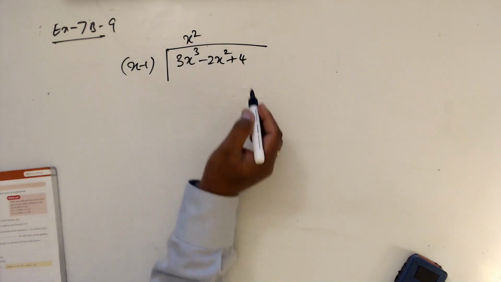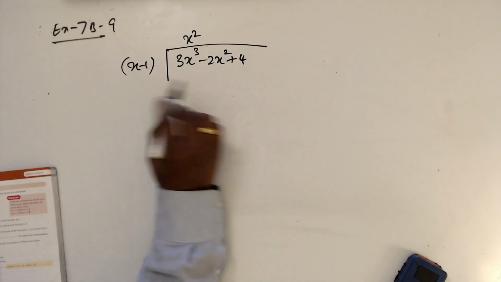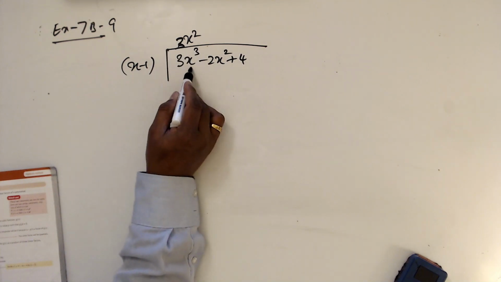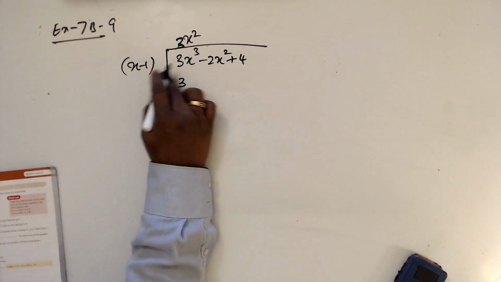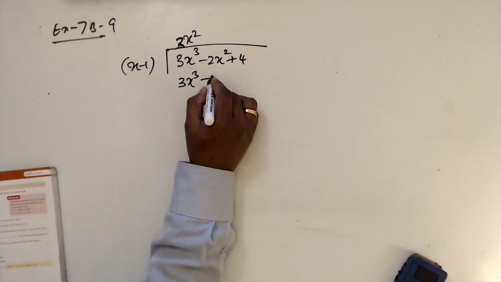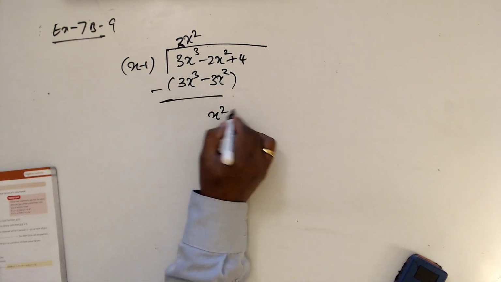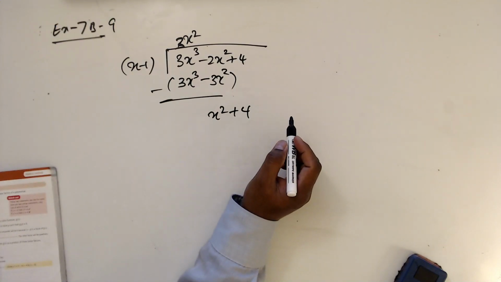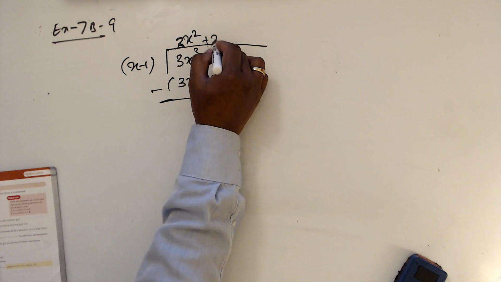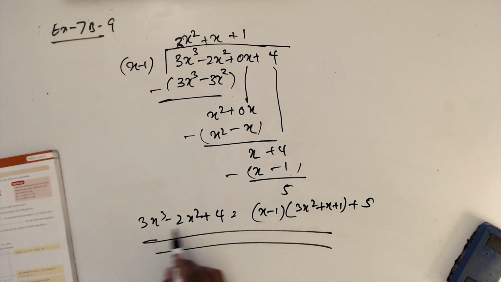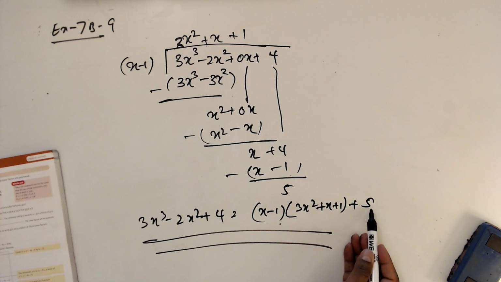This is going to be x square. Question number 9. And 3x square, 3x cubed divided by x, 3x square, so this is going to be 3x cubed minus 3x square, and when you minus those two, this is going to be x square plus 4, and then when you multiply by plus x, x square minus. You can write like this and x minus 1 divisor, this is the quotient and this is the remainder.